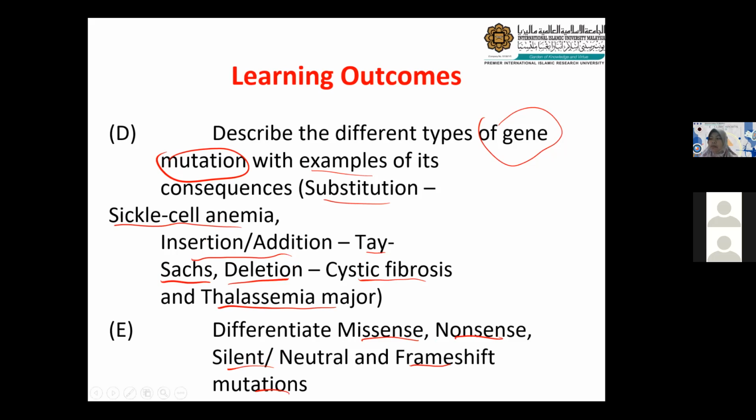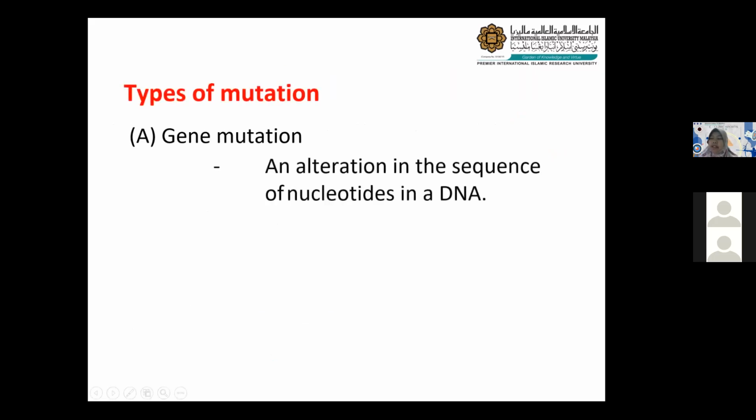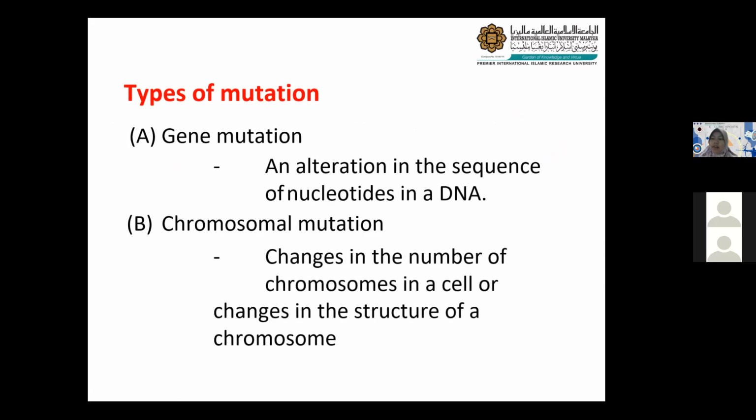Okay, now let's see first types of mutation. Generally, there are two types of mutation. The first one is gene mutation. The second one is chromosomal mutation. Okay, what is gene mutation? Gene mutation is alteration in the sequence of nucleotides in the DNA.